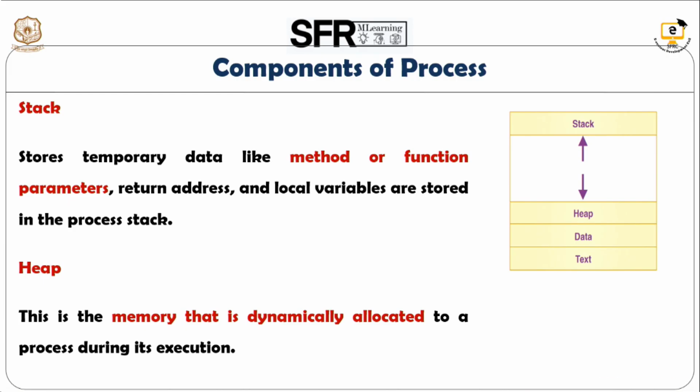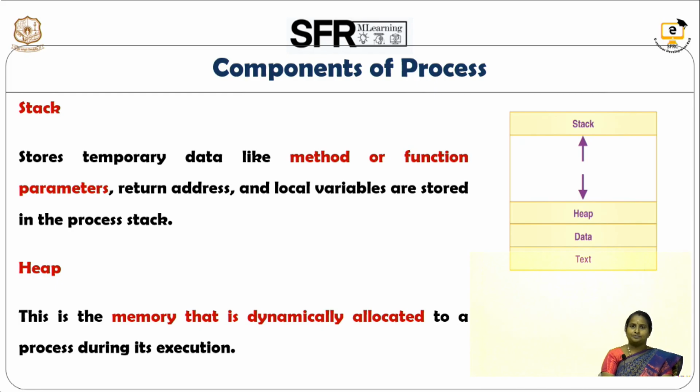Then we are going to see the components of a process. Regarding the components, there exist 4 components for a process. The first one is the stack. The process utilizes the stack to store temporary information like method data or function parameters, the return addresses of the functions, or the local variables utilized by the process.